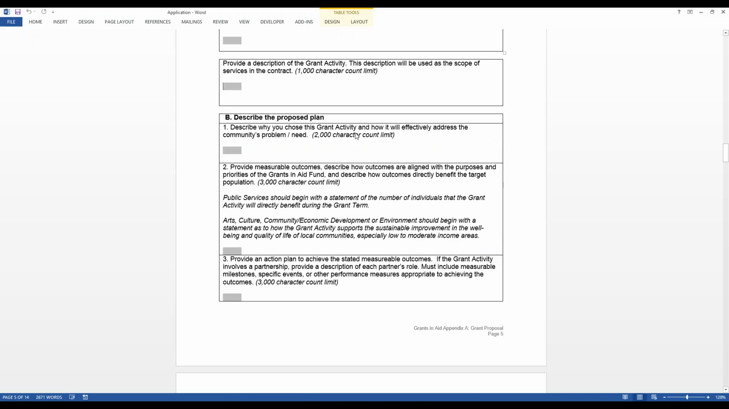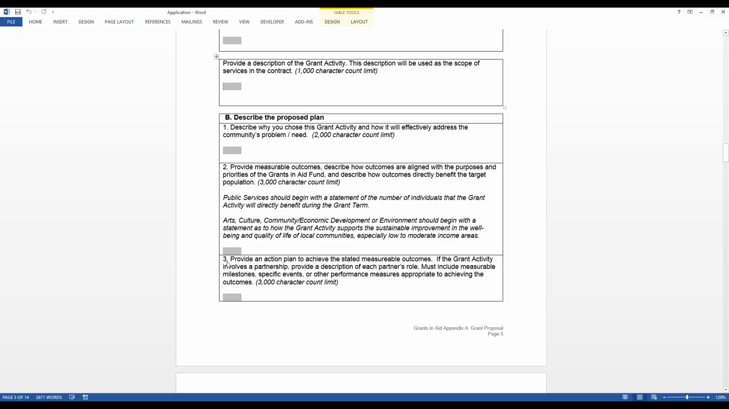Describe how you chose this grant activity is a pretty straightforward question. We'll look at section 2 now. If you're doing public service, in the very first sentence here, we want to know how many people you are going to help. If you are doing arts and culture, we want to know how your activities are going to support low to moderate income areas. So please be very clear, so that it's easy for commissioners to find the answers and easier for them to give you points accordingly.